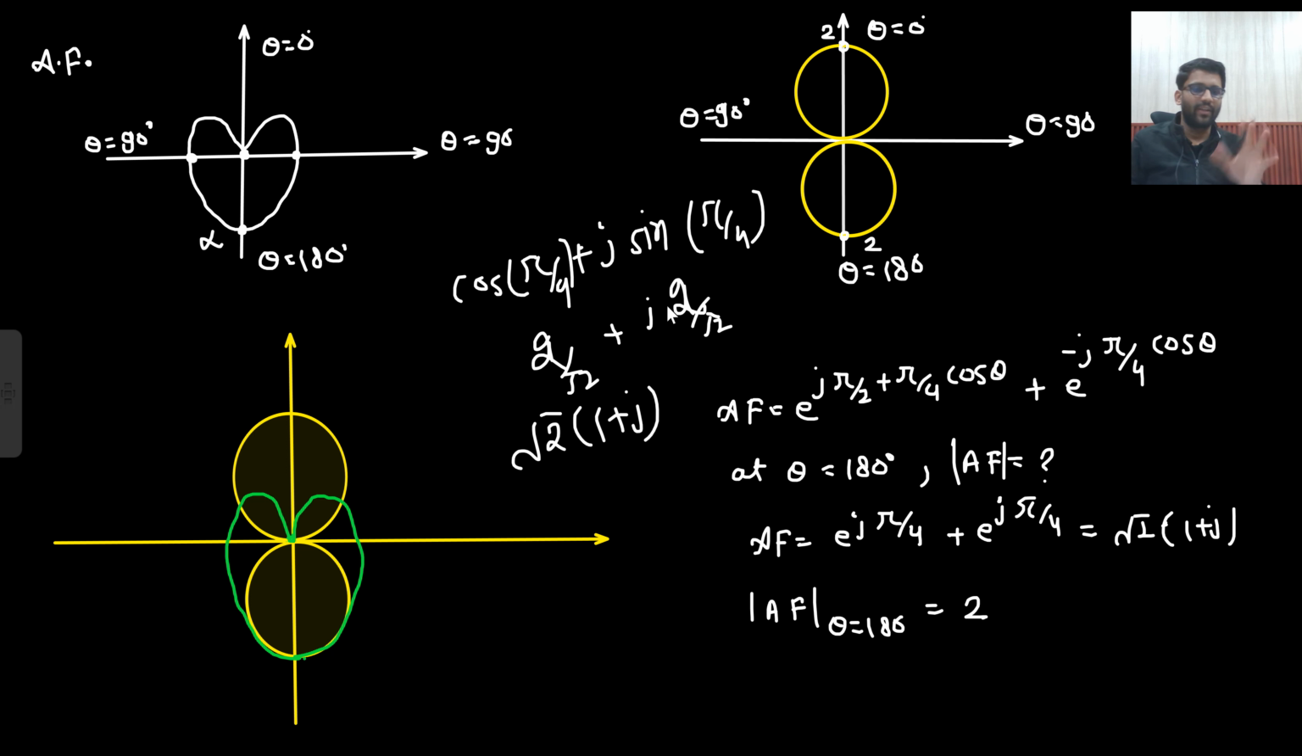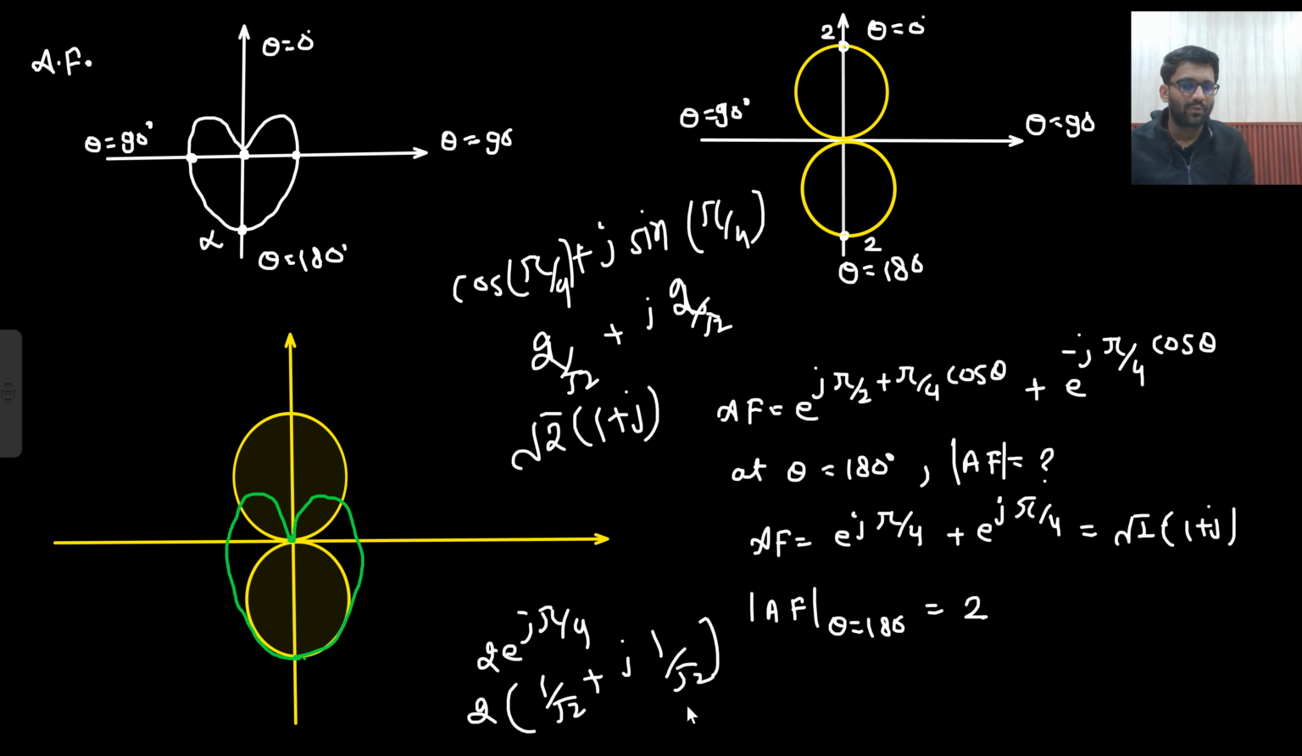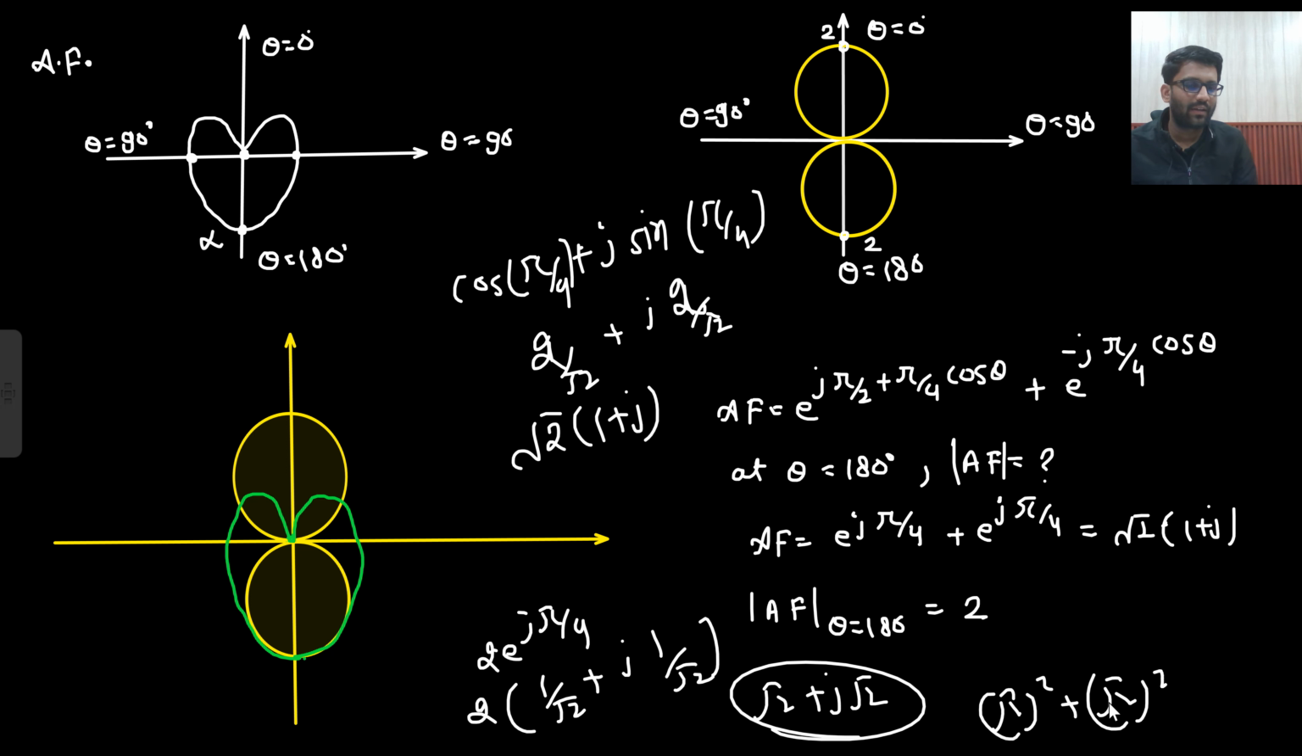Look, you need to know complex variables. This is a very simple thing. That's why I did this calculation very fast. e to the power j pi by 4 plus e to the power j pi by 4, so 2 into e to the power j pi by 4. So cos 45 plus j sin 45, and 2 into cos 45, that is 1 by under root 2, plus j sin 45, that is 1 by under root 2. So 2 into 1 by under root 2 plus j under root 2. What will be the magnitude of this? Under root of 2 square plus under root 2 square, so 2 plus 2 is 4, and 4 under root is 2 only. So what is the value you are getting?